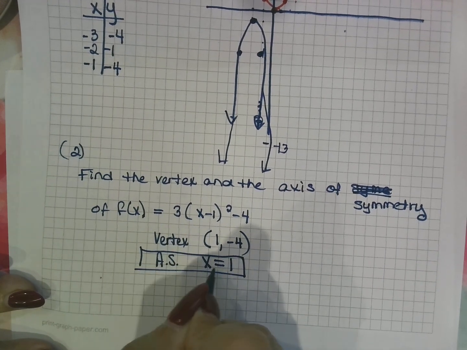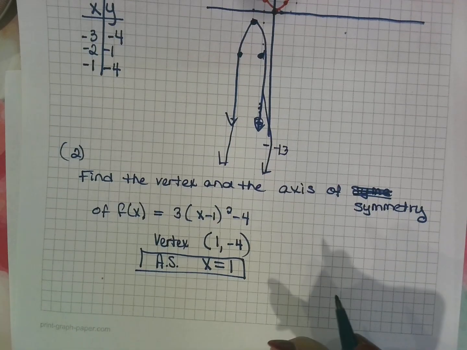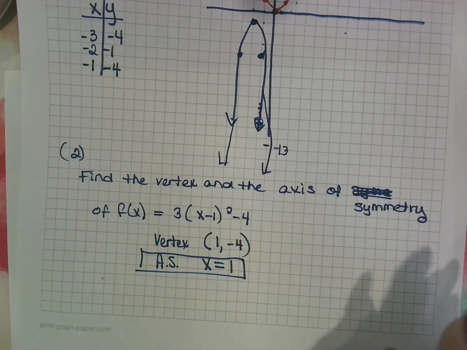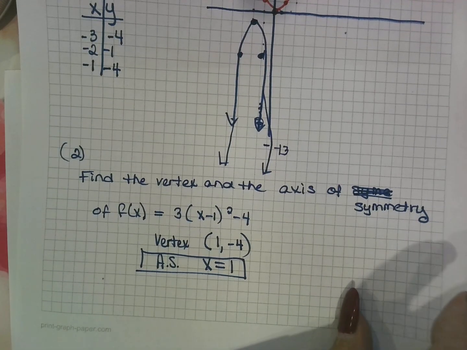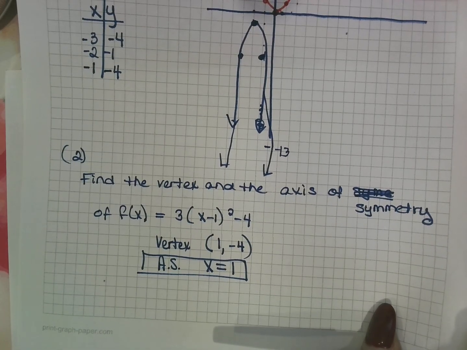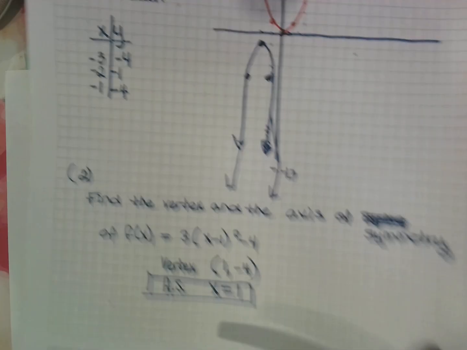Please do not lose points by not putting the x equals. That's going to make you very sad and me very sad. So don't do that. All right? Remember, axis of symmetry is always a line.